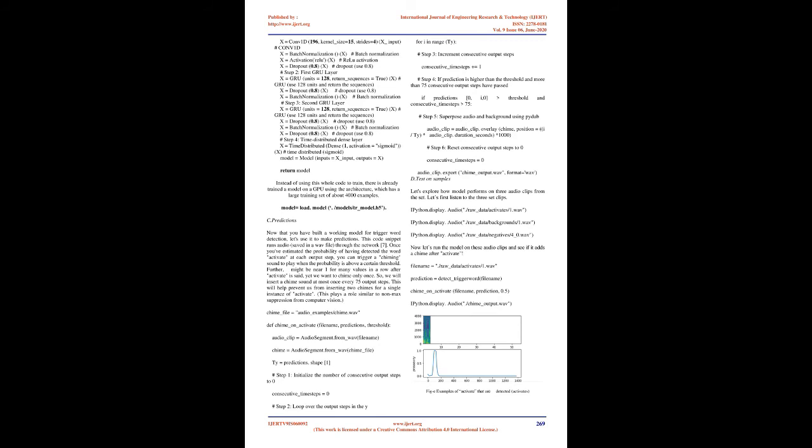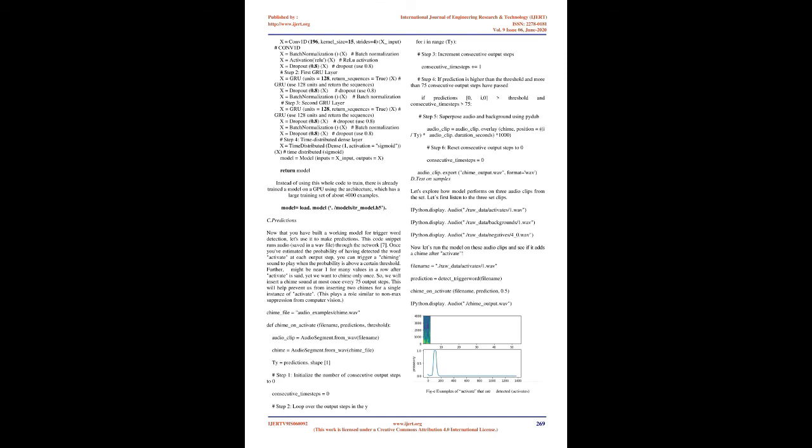Predictions. Now that you have built a working model for trigger word detection, let's use it to make predictions. This code snippet runs audio saved in a WAV file through the network. Once you've estimated the probability of having detected the word activate at each output step, you can trigger a chiming sound to play when the probability is above a certain threshold.